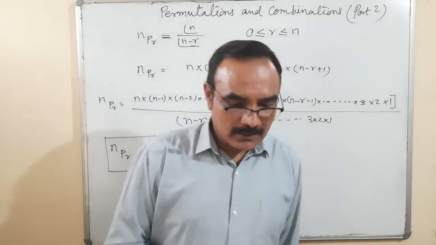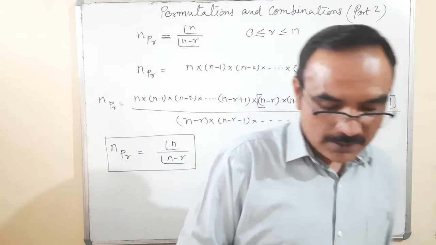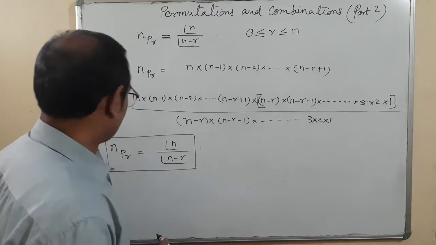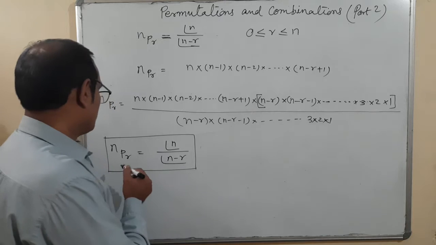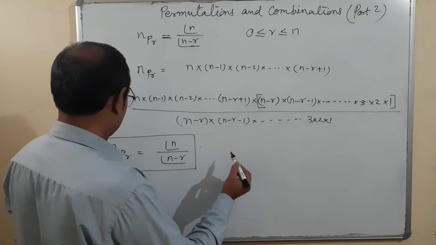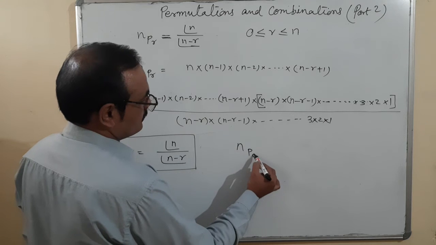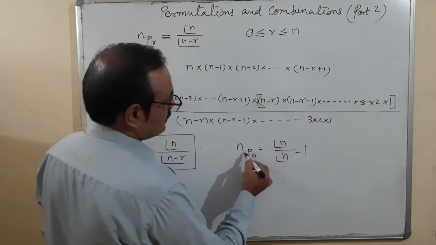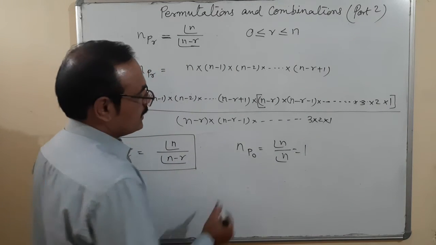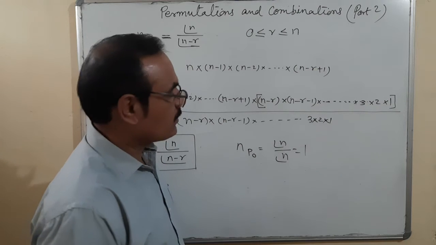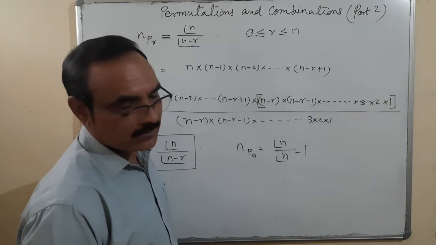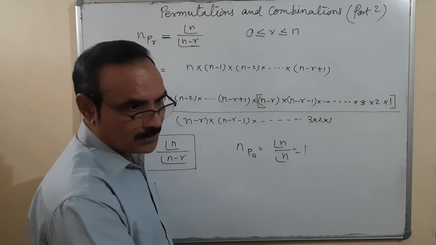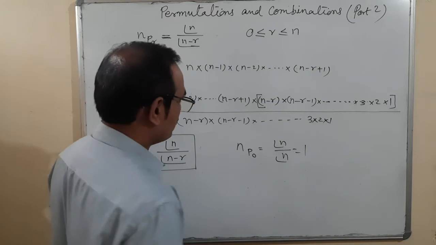Is that okay? Now a very important point which we are going to discuss here. See nPr, in case r is equal to 0. So nP0 is equal to factorial n upon factorial n, that is 1. So nP0 means there are n objects and we are going to select 0 objects, then the number of arrangements is 1. That means whatever objects we have selected, only this much. nP0.